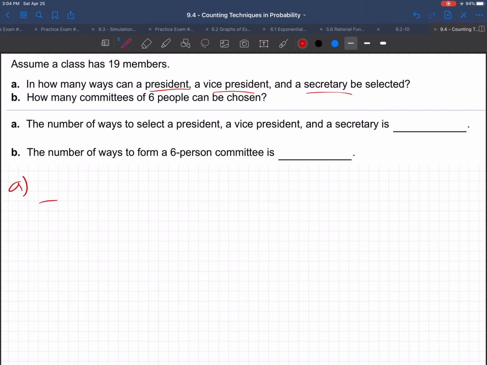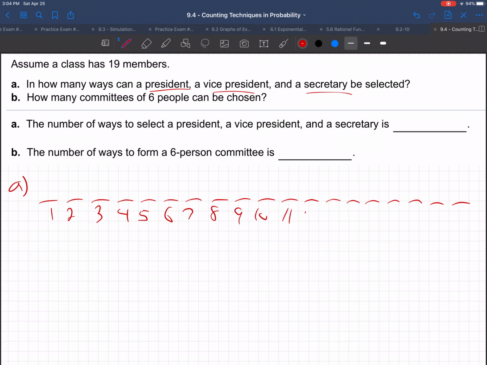So what that is, that's like saying I've got 19 letters. I'm going to write out 1, 2, 3, 4, 5, 6, 7, 8, 9, 10, 11, 12, 13, 14, 15, 16, 17, 18, 19. It's like I've got 19 different spots here. So 19 different members in a class. And I've got to pick one of them to be your president. Okay, you're vice president. Okay, you're the secretary.